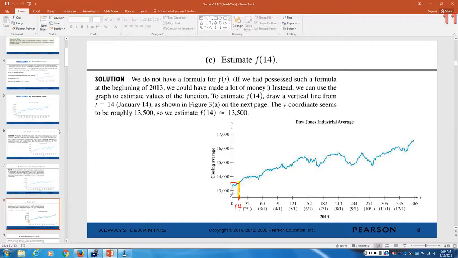So the next one says estimate f of 14. Well, my best guess of where 14 is there, and I actually did this on the computer, it was kind of tricky, but I looked and I said, well, you know, exactly halfway between 32 and 0 would be about 16, and 14 would be a little less than that. So that's probably pretty close to where it is. So it looked to me like it was about 13,500, because it looked like it was pretty much in the middle.